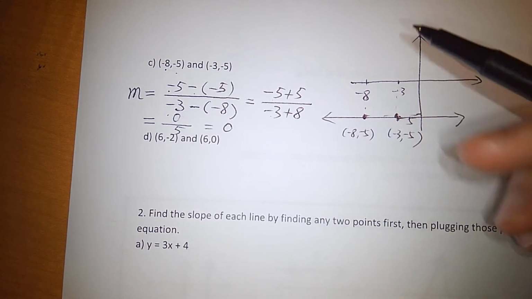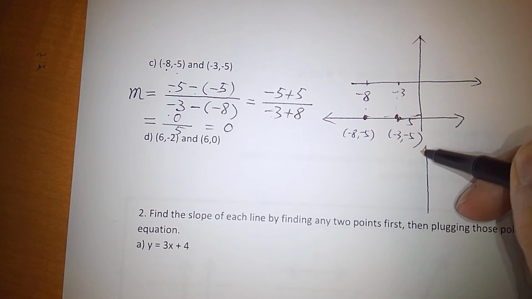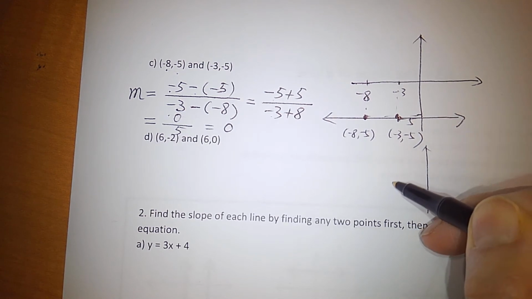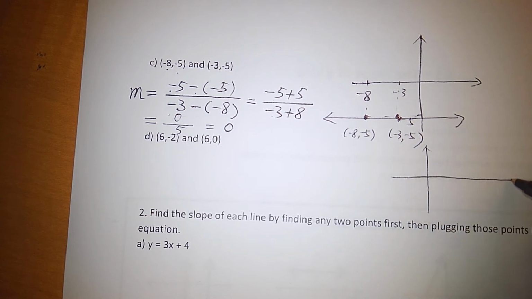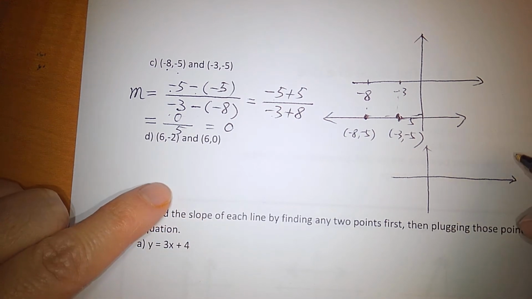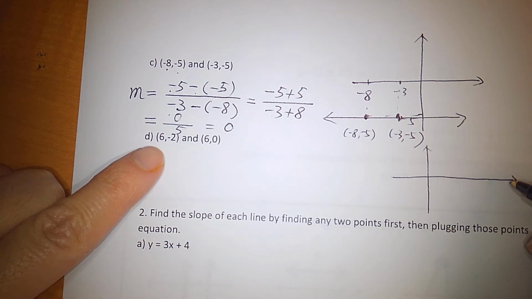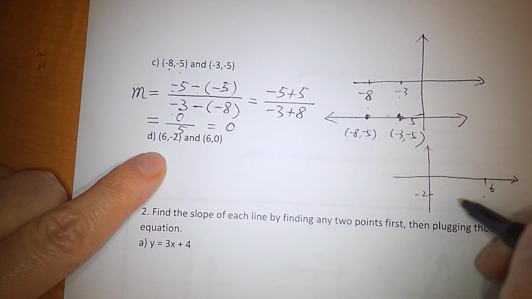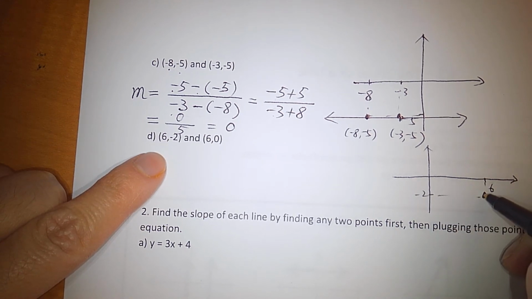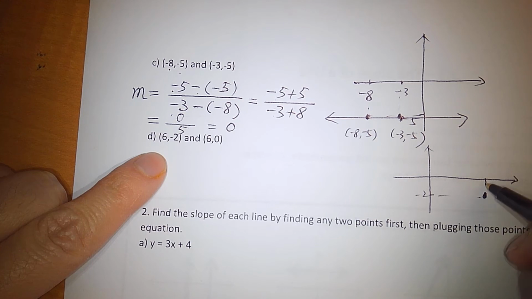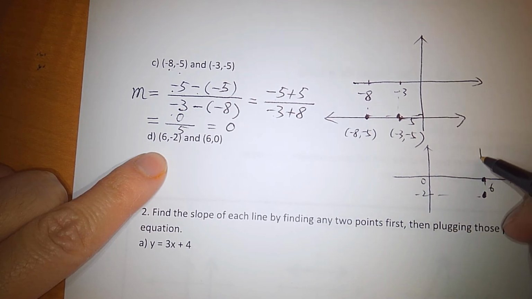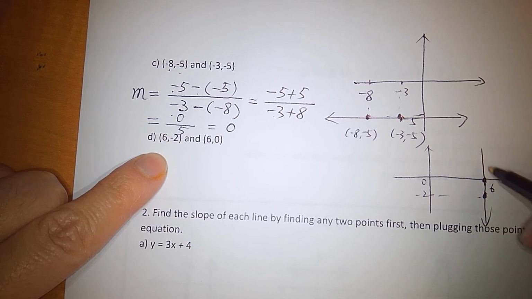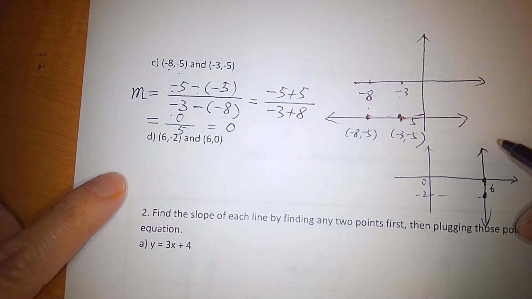Jose, can you tell us your graph, please? I did positive 6, negative 2. I got that, 6, negative 2, right? Where is the other point? The other point is literally just 6 on the x line. So we should have a vertical line, so we expect the slope of the line is undefined.